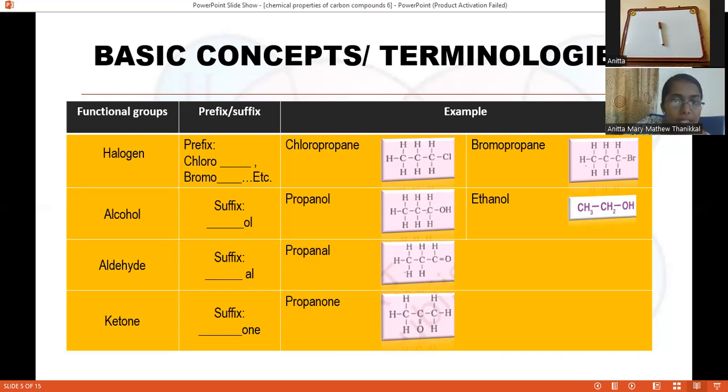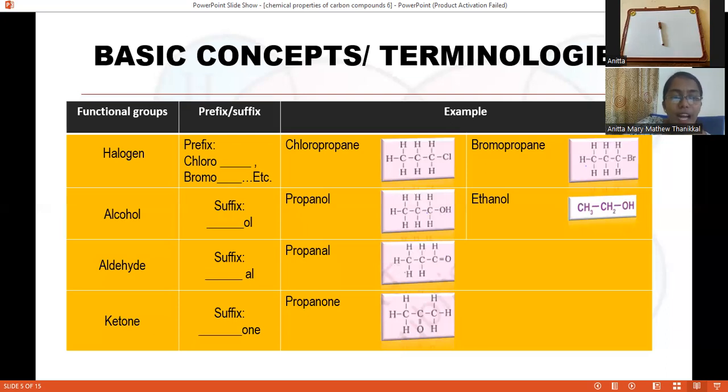What is meant by prefix? A prefix is something added before the name. For example, consider Sri Ram. Sri is the prefix and Ram is the name. Saint Joseph. Saint is the prefix and Joseph is the name. Here, in the halogen family, for example, chloropropane. Chloro is the prefix and propane is the name. And another example, bromopropane. Bromo is the prefix and propane is the name.